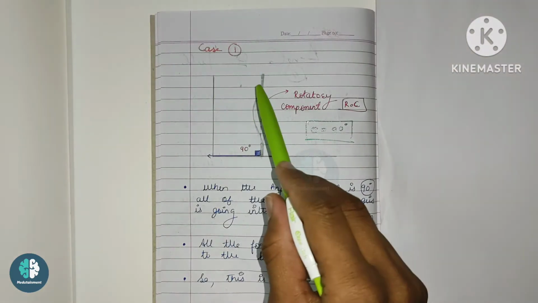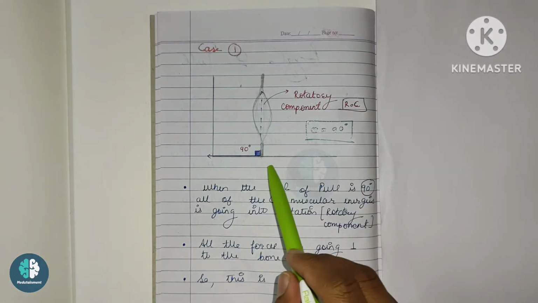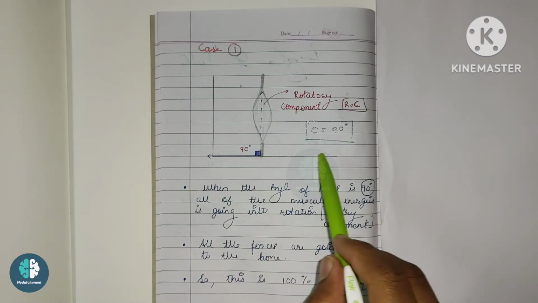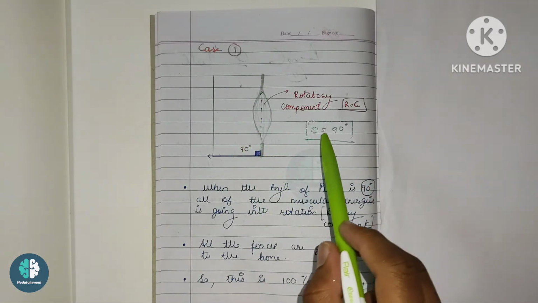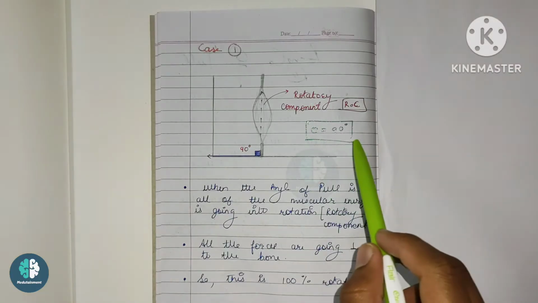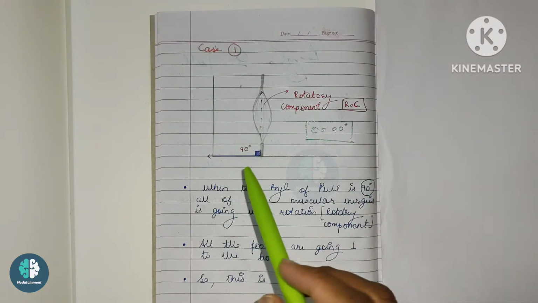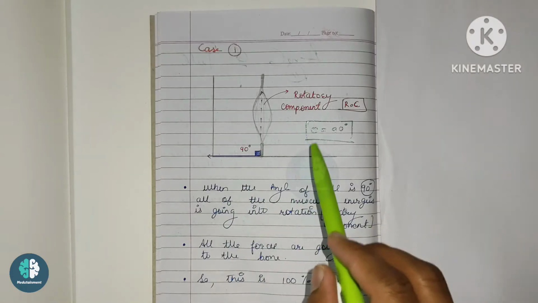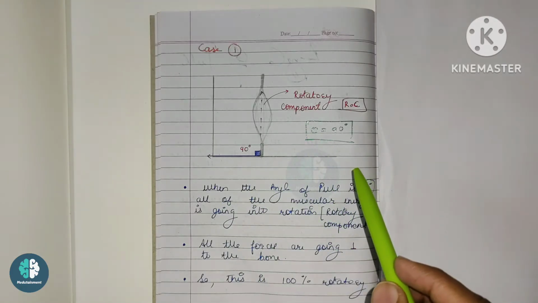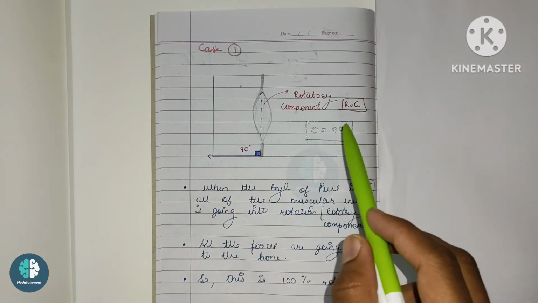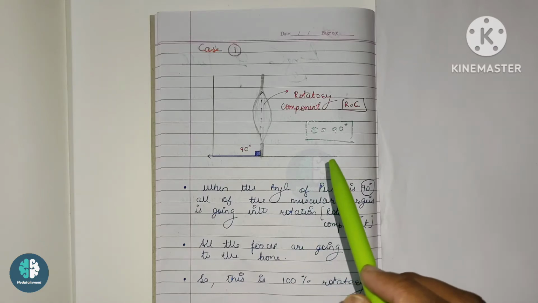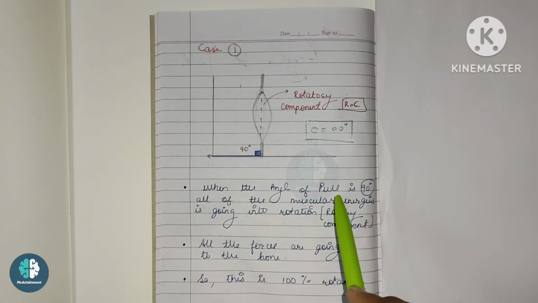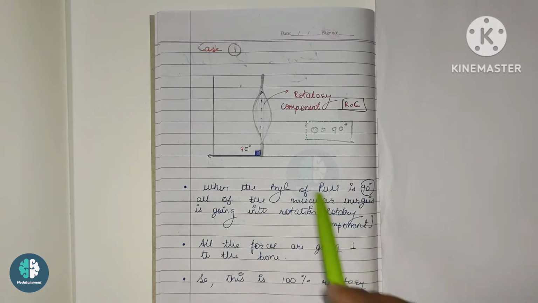So here in the first case we can see that we have taken this as the longitudinal axis of the bone and the muscle is getting inserted at 90 degrees to it. So the theta here is 90 degrees. As we have said, there are three cases: 90 degrees, less than 90 and more than 90. As we said earlier, at 90 degrees the efficiency of the muscle is highest to pull at that angle. So here it is written that when the angle of pull is 90 degrees, all of the muscular energy is going into the rotatory component.